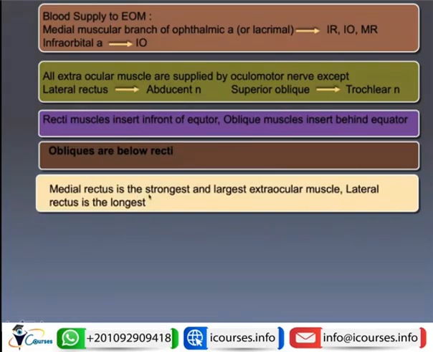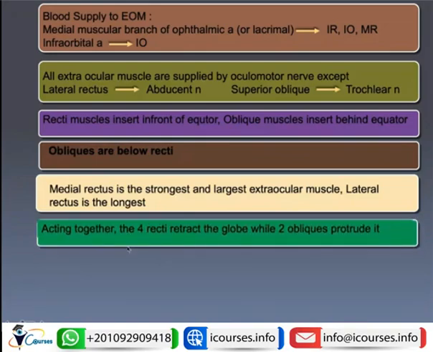Medial rectus is the most bulky muscle, and it is the strongest and the largest, while the lateral rectus is the longest. If all muscles contract, they will cause a retraction of the globe, while if the two obliques only contract, they will cause protrusion.